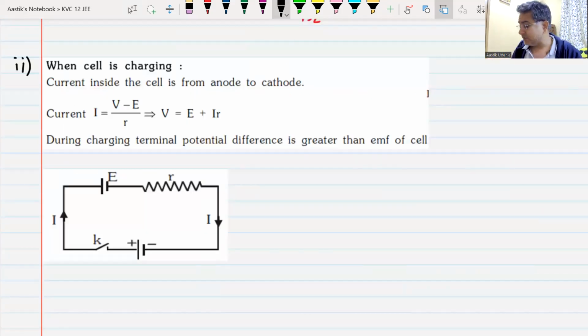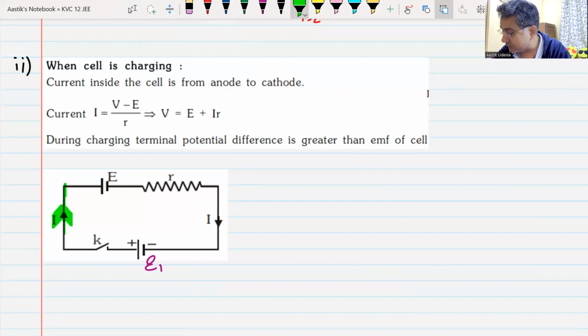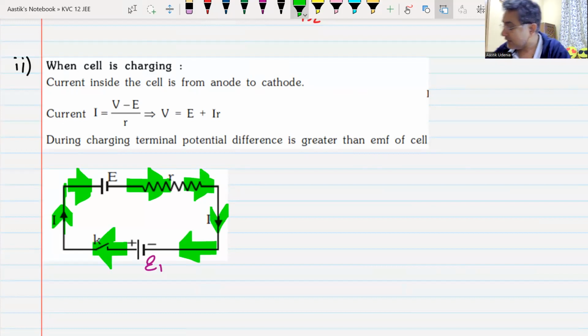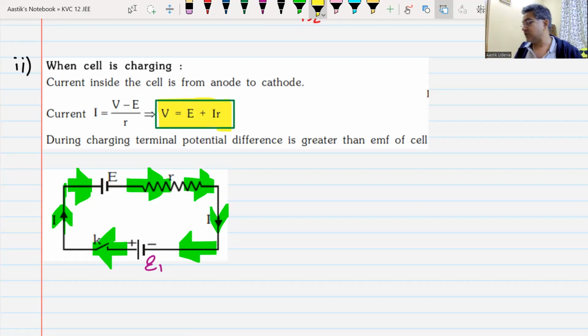Then comes the case where we are charging it. So this is an external battery E1, and you can see now that the current is flowing in the reverse direction in this battery, and therefore this battery is getting charged. Do we see this? And in this case, my dear friends, your V, the potential difference across the terminals, is more than the EMF because it is getting charged.